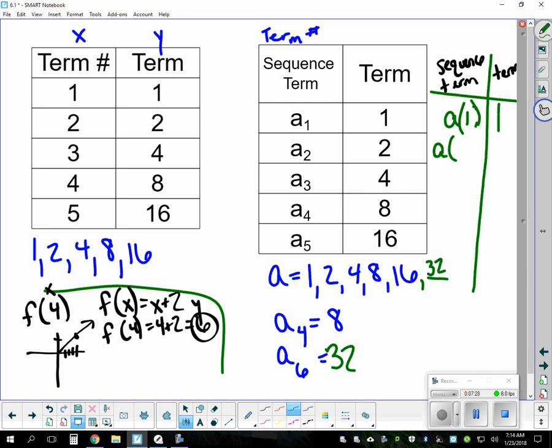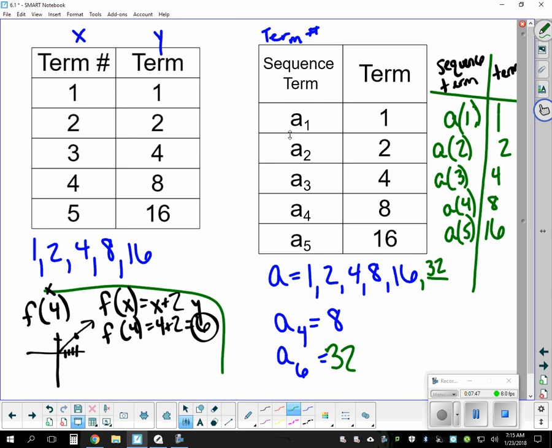A of 2 is 2. A of 3 is 4. A of 4 is 8. And A of 5 is 16. It's the same thing we're doing here. It's just using this function notation instead of the subscript numbers.